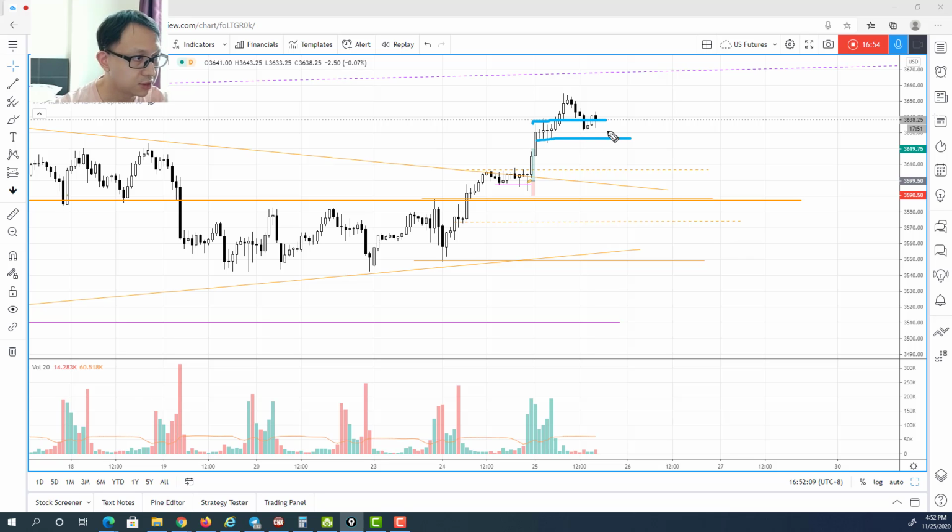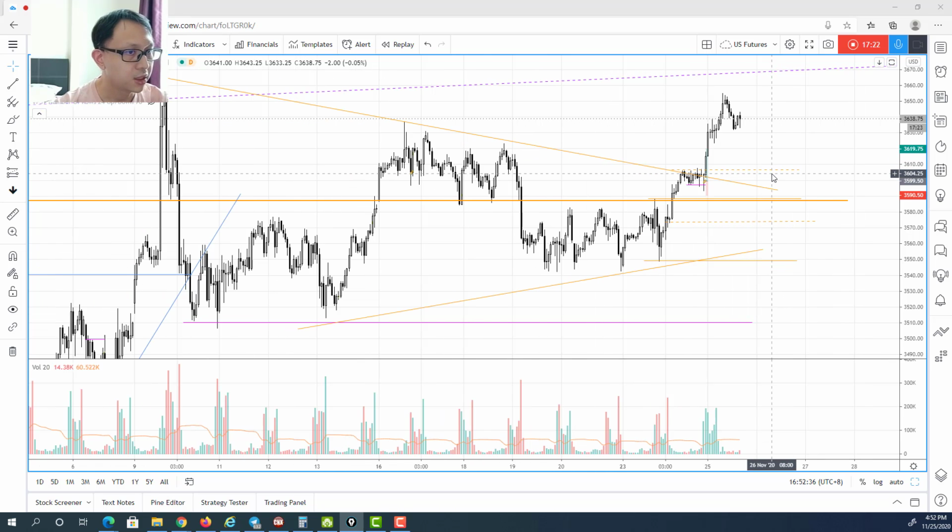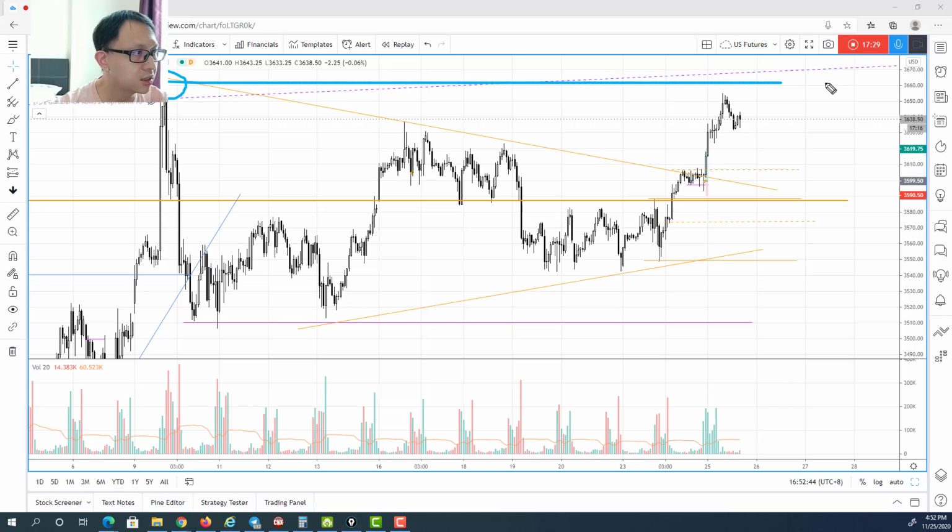So if it can just bounce up from here, I think that could become a battlefield for the long entry. Otherwise, if it retraces a bit further, I definitely think this level will be good, about 3600 or 3610. So that could be another support level to watch. For the immediate resistance level, I think it's very obvious. It's the all-time high level. Just scroll back and you will see it's somewhere around 3660 or 3670. So that will be the immediate resistance level.